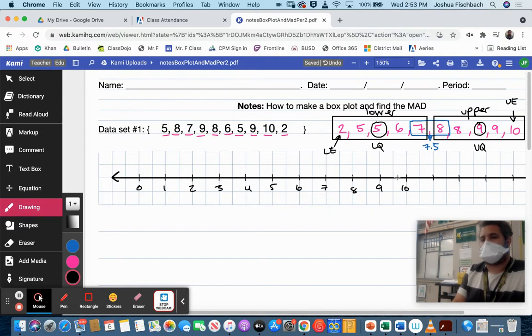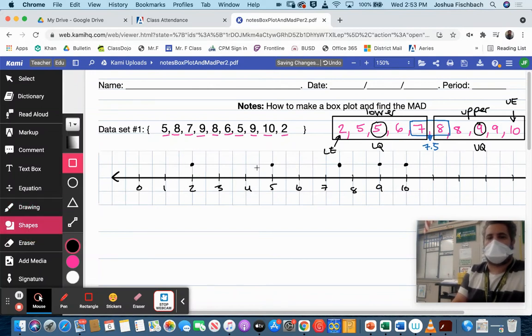Once I have that set up, I'm going to put in all of my dots for my box plot. I'm just going to use this line right here. It's a nice, easy place to put it. So 7.5, it's right here, halfway between 7 and 8. Then you've got your lower quartile at 5, your upper quartile at 9, your upper extreme at 10, and your lower extreme at 2.